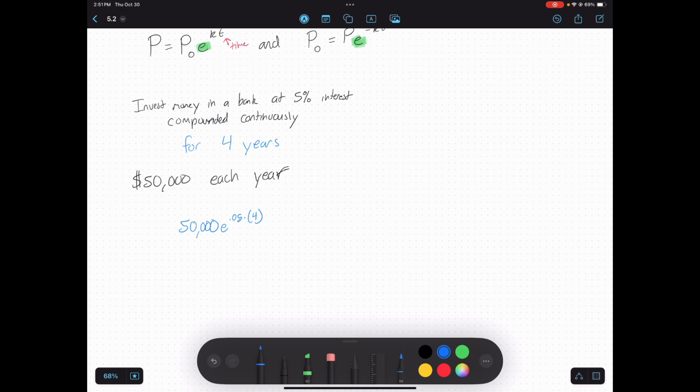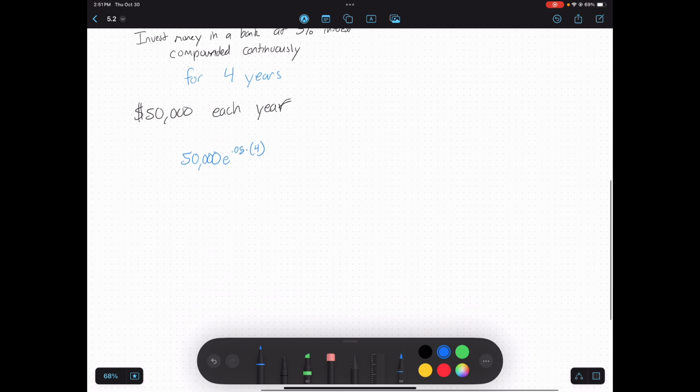But then what happens when the next year happens? At the end of the first year and in the beginning of the second year, I'm going to invest another $50,000. But what's true about this $50,000 is it doesn't have as long to grow. It only has 3 years to grow because I'm investing this at the end of the first year. 1 year has already passed.